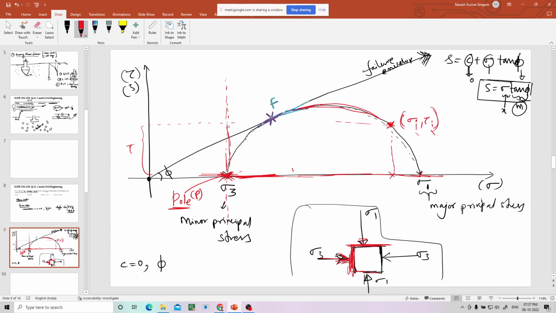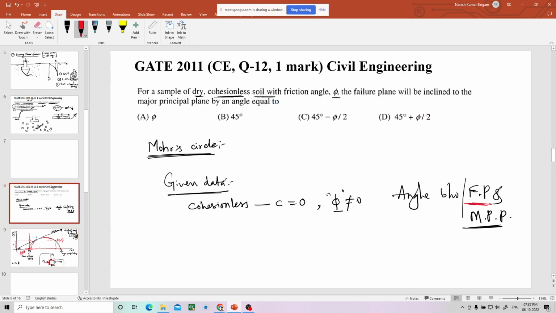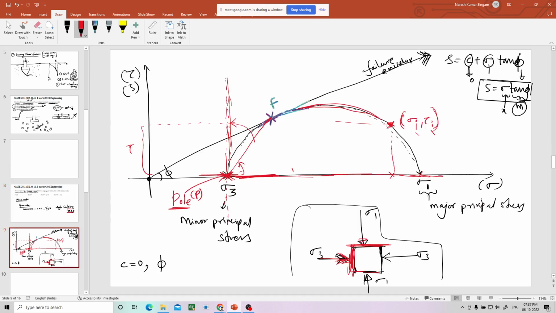So if you join this pole and the failure point, this is the inclination with respect to what? With the vertical line this much angle, with the horizontal line this much angle, but we need the angle of the failure plane. This is the failure plane, that we understood. What is the major principal plane? You just have to connect the major principal stress and the pole, which is nothing but the horizontal line here. So I am drawing from the pole to sigma 1. This is the major principal plane, and this is the failure plane. You need to find out this angle, that is what is asked.